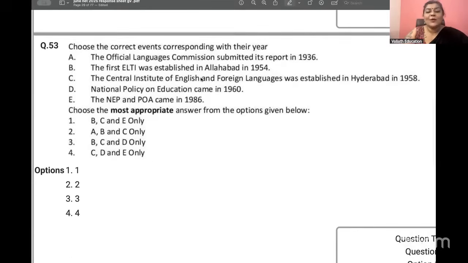The Official Languages Commission submitted its report in 1936. You should know it is wrong because it is very famous. It is in the 1950s, isn't it? Official Languages Commission.